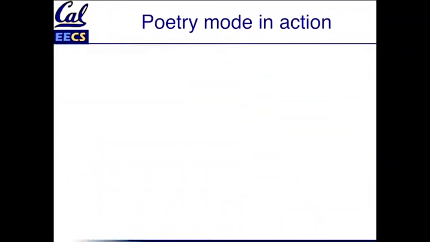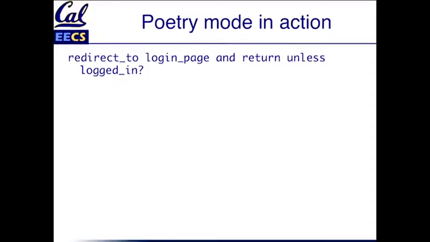Poetry mode. I mentioned in a previous lecture that I'm a really big fan of the minimum number of marks on the page that make it easy and clear to write the code and for other people to read the code. And one of the ways that Ruby supports this is through poetry mode. Here's an example of a legal Ruby statement that came from one of my apps using poetry mode.